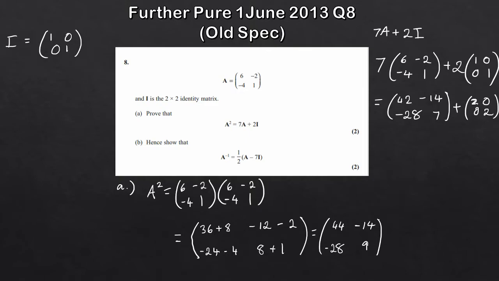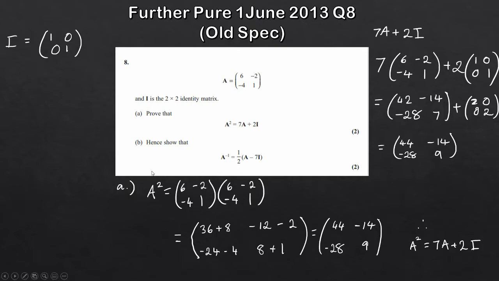So that's nice and easy. Then all we've got to do is add these up. So 42 plus 2 is 44, minus 14, can't do anything with that, minus 28, can't do anything with that, and then 7 plus 2 gives me 9. So are these the same? Of course they are. So therefore A squared is equal to 7A plus 2I. So we've shown that result. So for 2 marks, that's part A done.